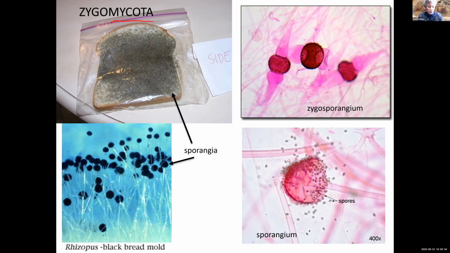Right, so we've looked at these sporangia under a dissecting microscope, and you're going to be able to see that the spores are coming out of them. Here you can see spores coming out.